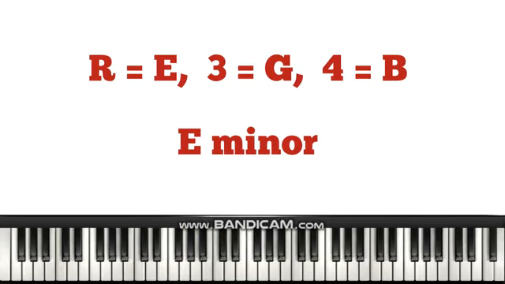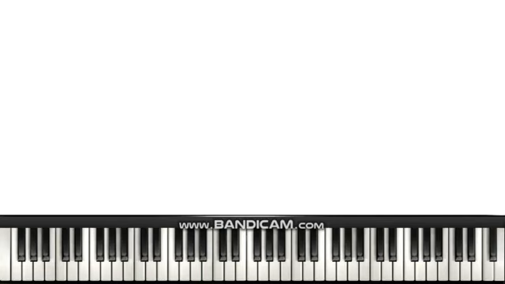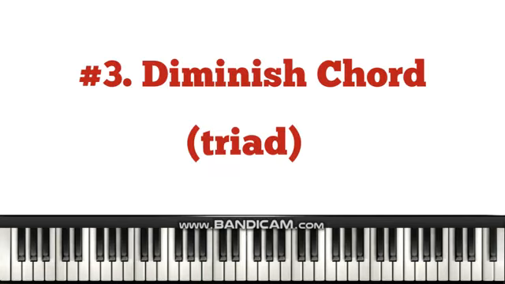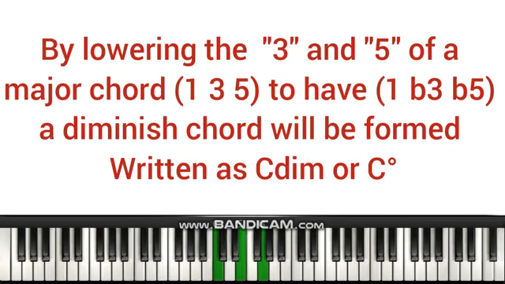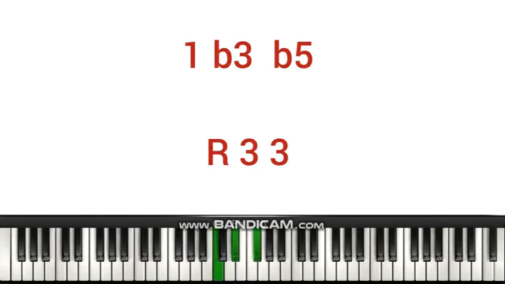Alright, let's look at a diminished chord. A diminished chord, when you form a major chord, you lower the third and you lower the fifth. You have formed a diminished chord. The formula is 1 flat third flat fifth, or R 3 3.